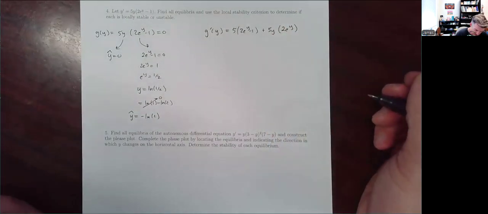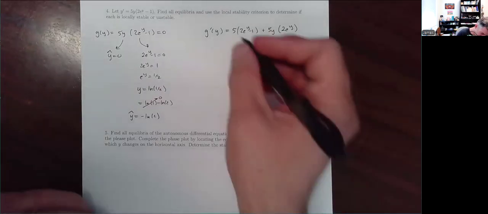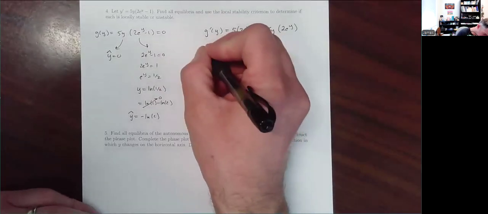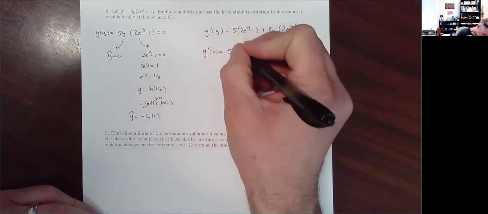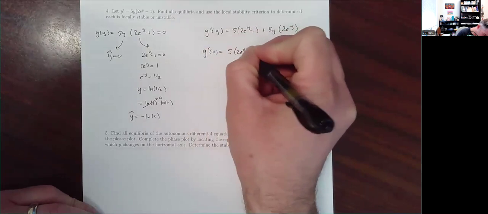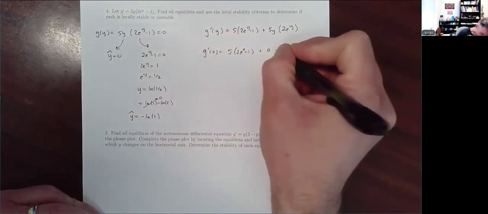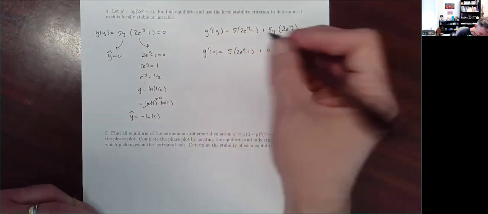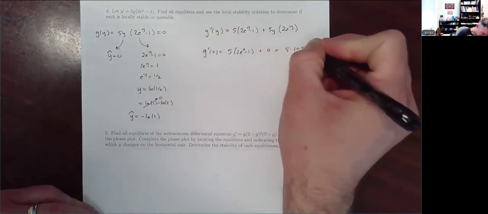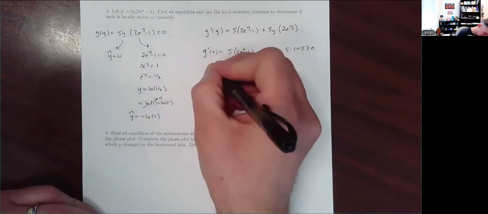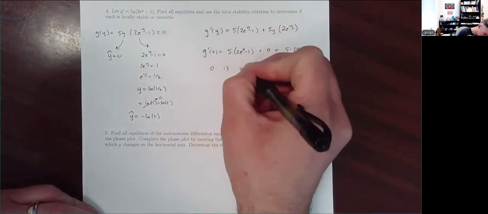So if we plug in 0, g prime of 0 is going to be 5 times 2 e to the 0 minus 1 plus 0, which is going to be 5 times 2 minus 1 is just 1, so 5 times 1 is 5. That's positive, so we know that 0 is unstable.